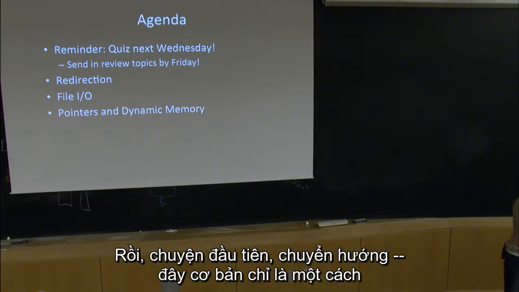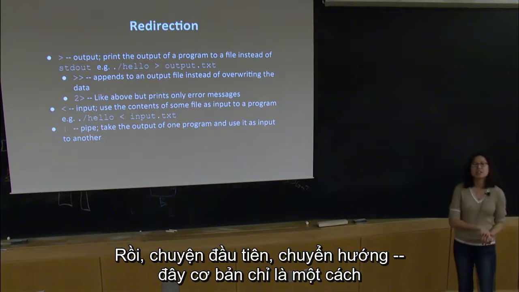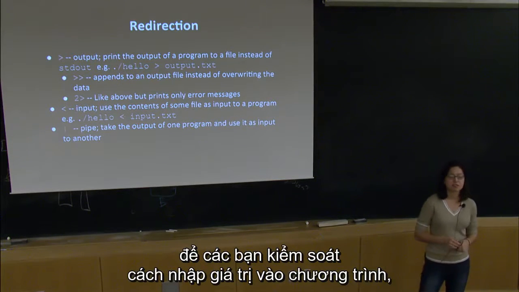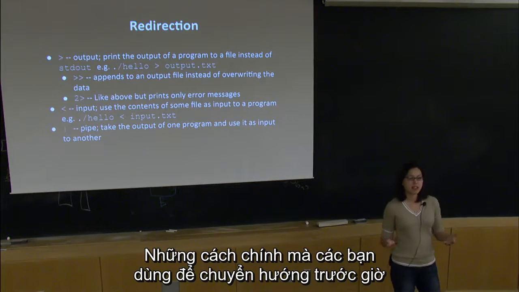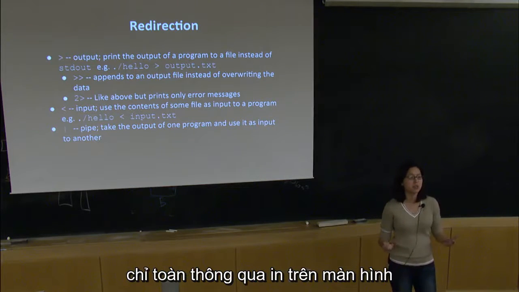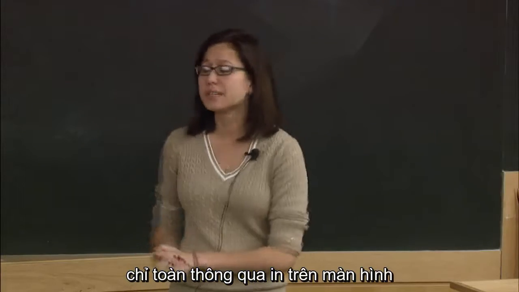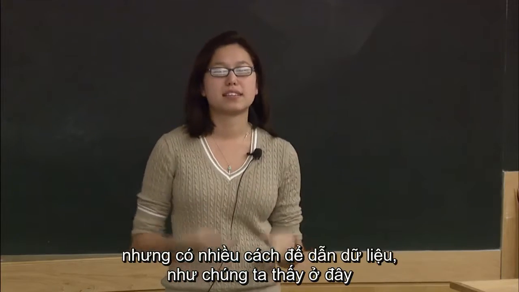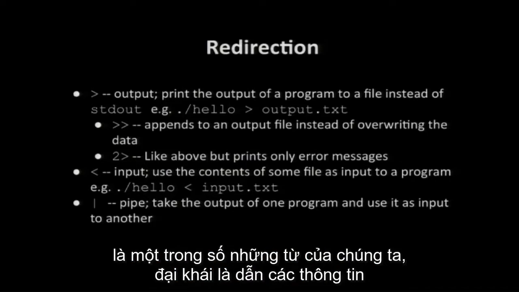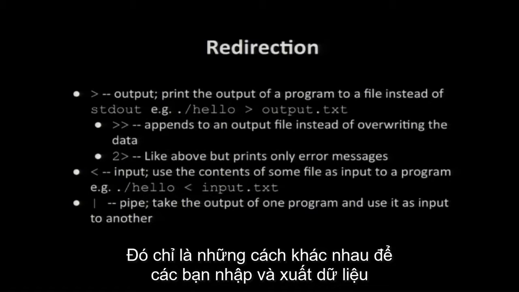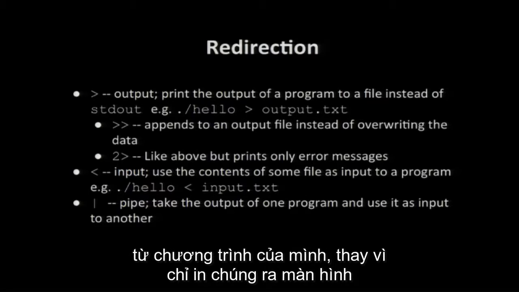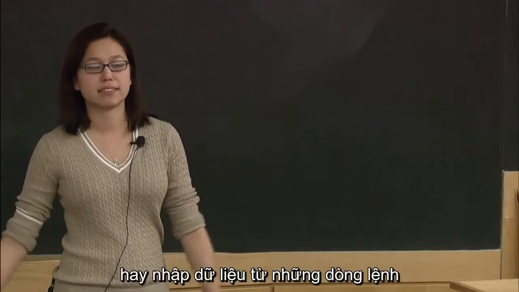So first things first, redirection. This is basically just a way to control how you input things into your program and how you output things from your program. The main way that you've been interacting with it is through standard out, which is your print screen here. But there are ways to pipe, as we've seen here, that information or data into a file, or from a file. It's just different ways of getting things into and out of your program, instead of just printing them to the screen or inputting things from the command line.